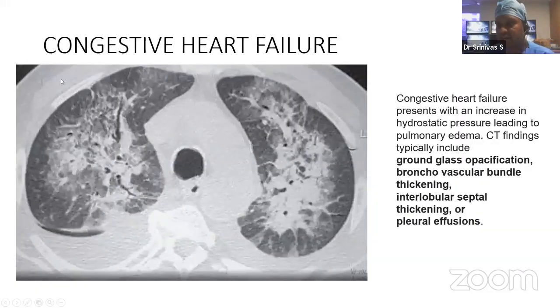Yeah, this is the CT slice of a congestive heart failure. Congestive heart failure is due to an increase in the hydrostatic pressure, causing fluid to enter the lungs, and it can be seen as ground-glass opacification, bronchovascular bundle thickening, interlobular septal thickening, or pleural effusions.